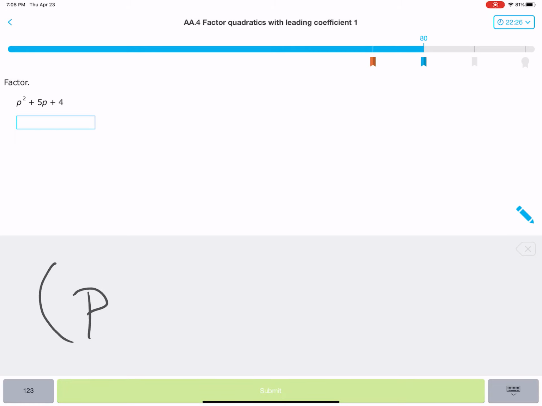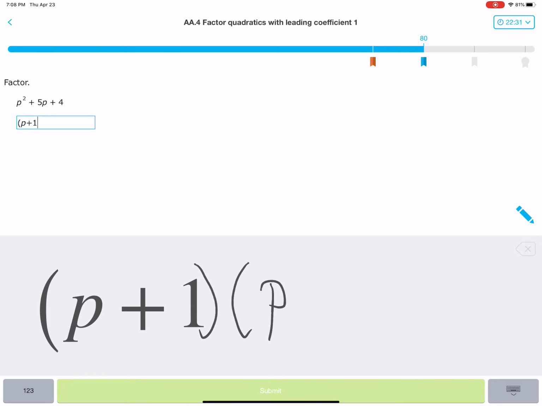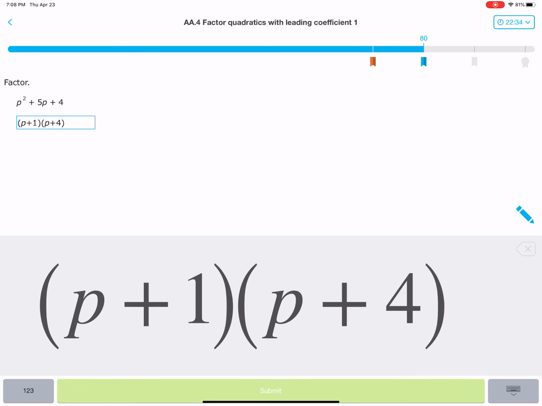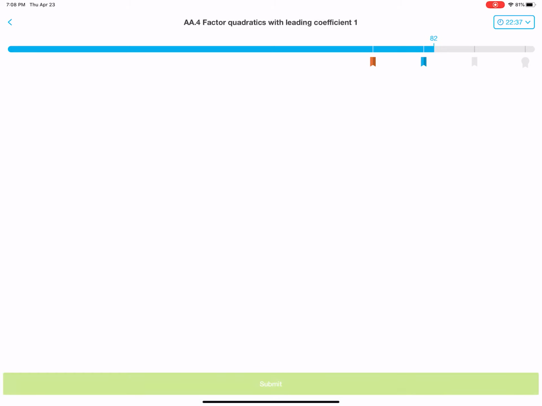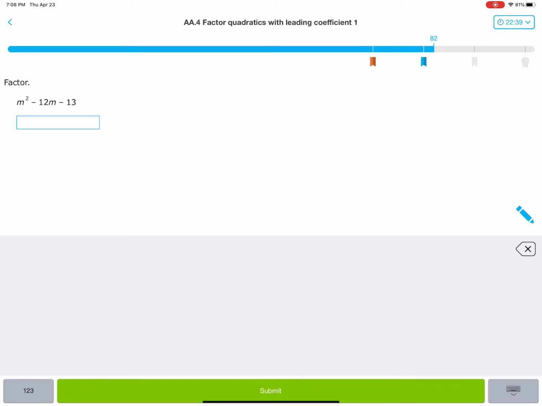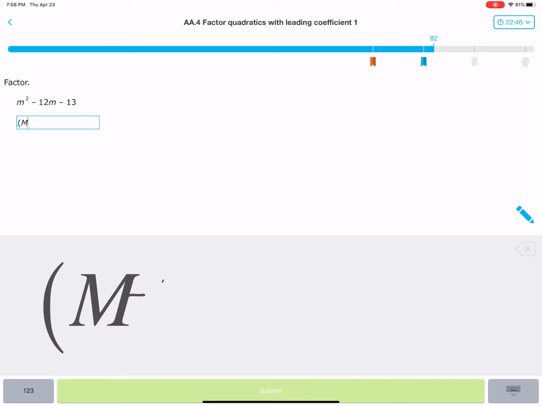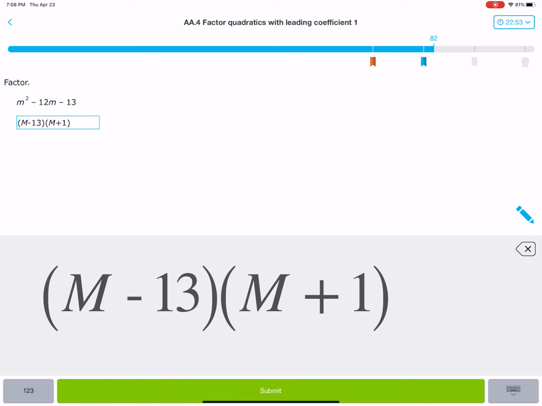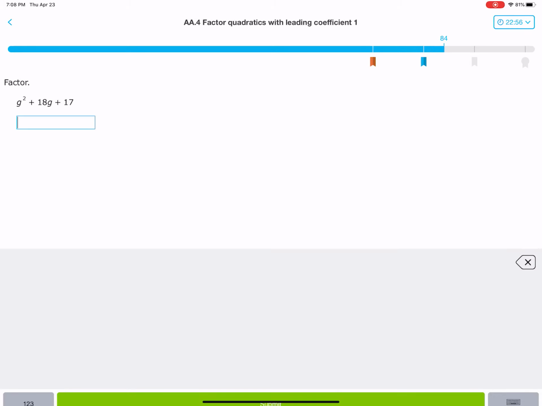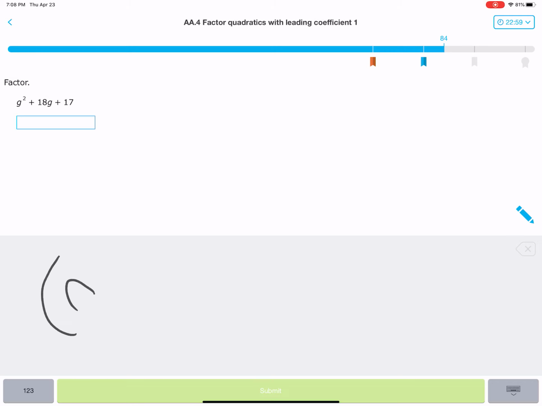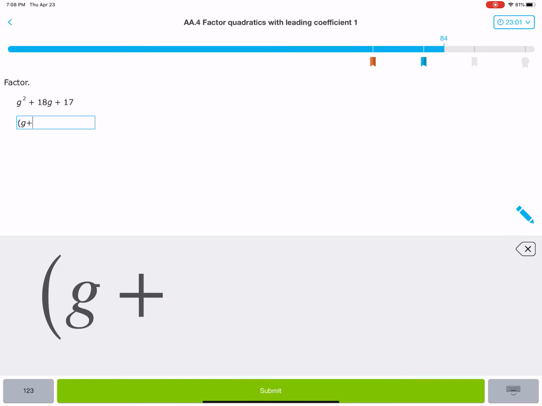This one's back to a simple one. Negative 13. There's only one way to get a negative 13. That's to do a minus 13 and a plus 1. This is back to a pretty simple one. 17 times 1.